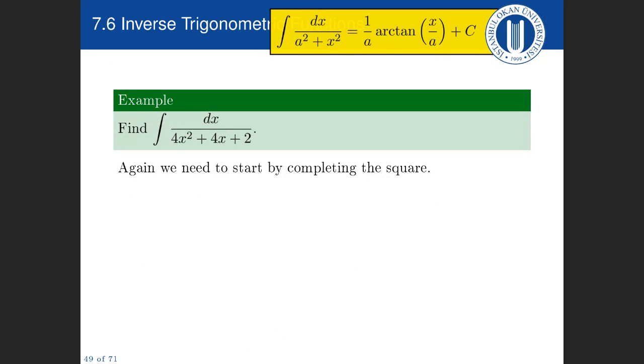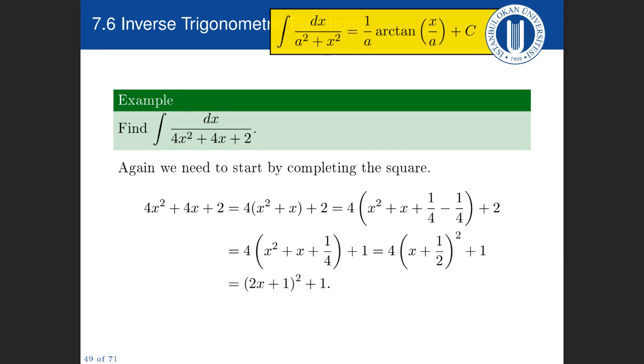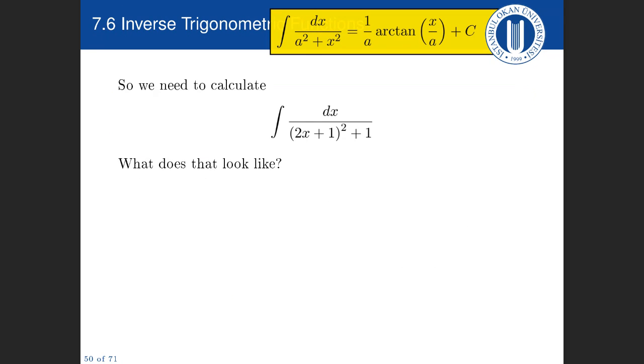Find the integral of dx over 4x squared plus 4x plus 2. Again, we're going to need to start by completing the square. Here's the calculation. I'll leave it for you to check later. 4x squared plus 4x plus 2 is the same as 2x plus 1 all squared plus 1. So we need to calculate the integral of dx over 2x plus 1 squared plus 1.